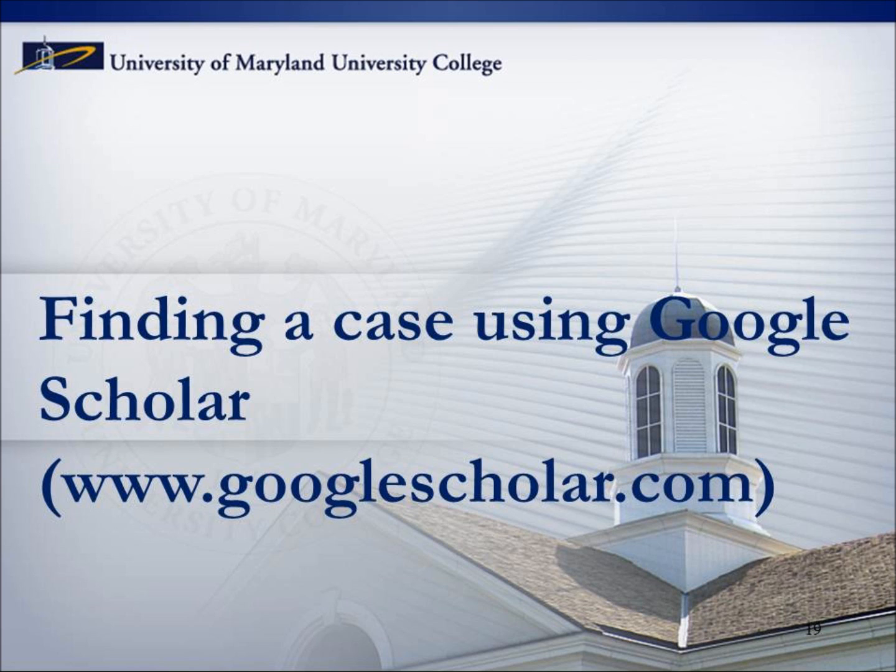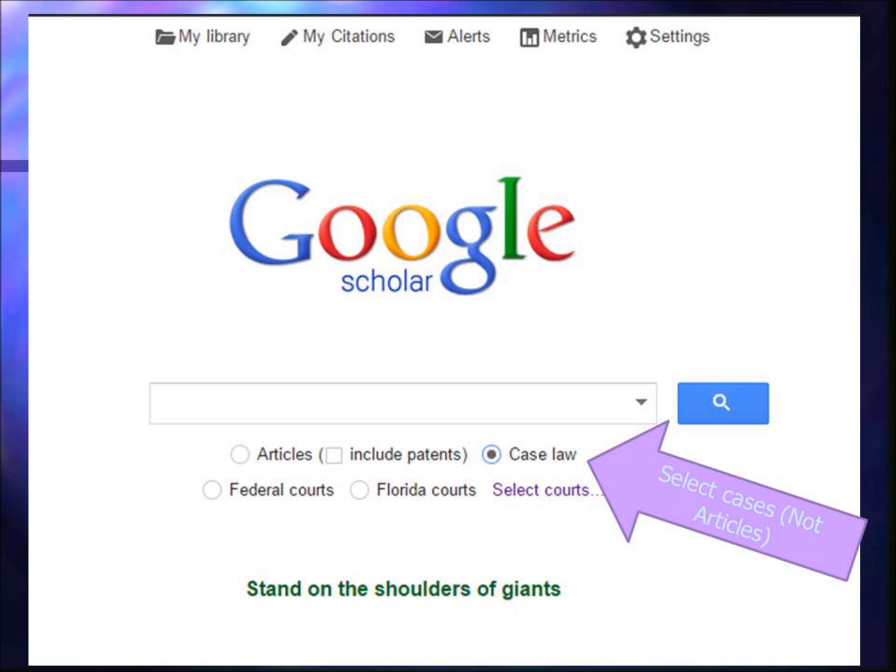And here's a screenshot of how you get there. Once you log on, if you look, you can save your cases. You can have alerts to new cases that cite your case. You can set those up, different settings. That's what you're seeing on the top part of the screen. And then in the middle is the search bar. And here's the key, and this is very important. When you log on to Google Scholar, it's defaulted to articles. You want to select cases. So you have to change that default to cases. And then type in your key phrases.